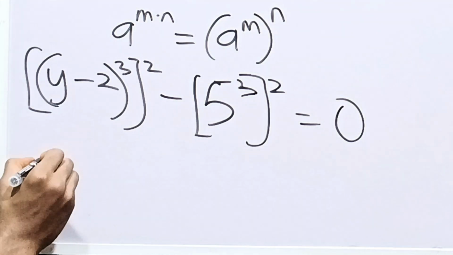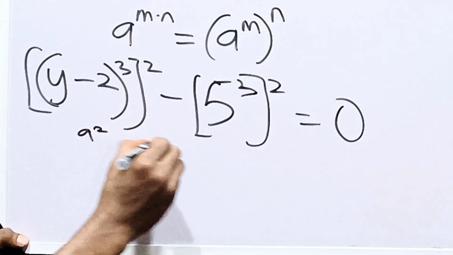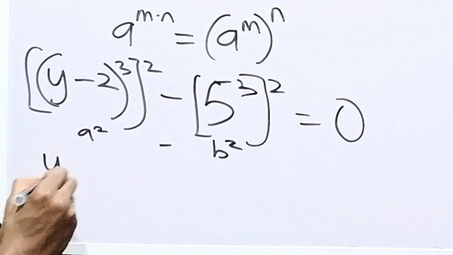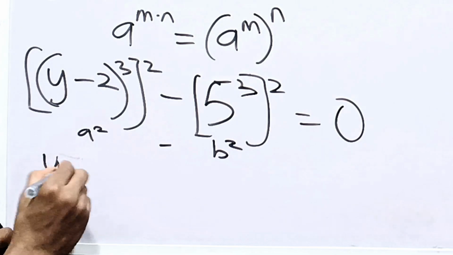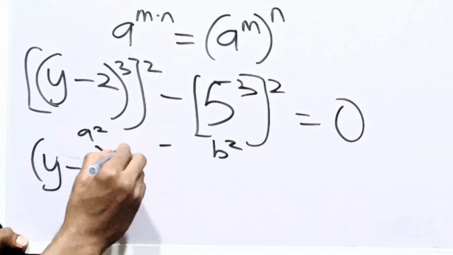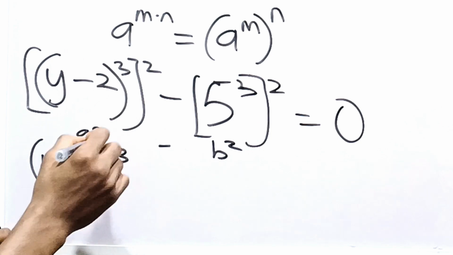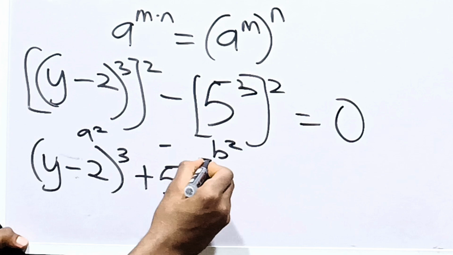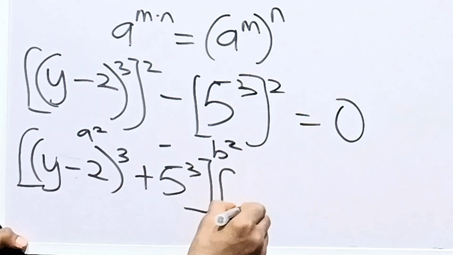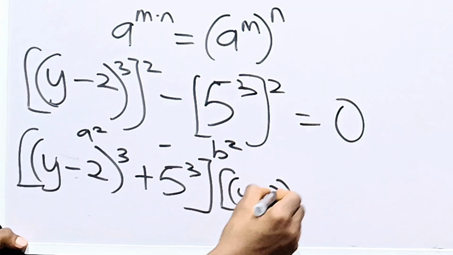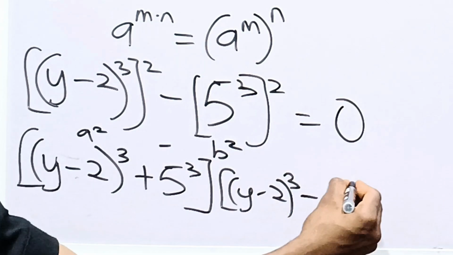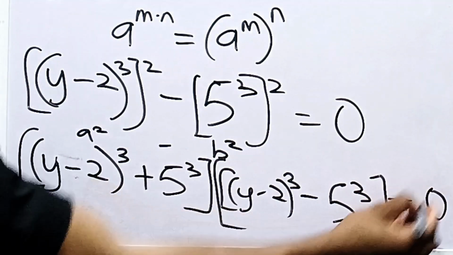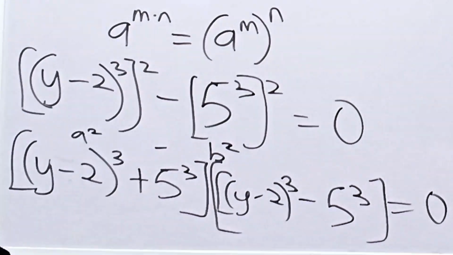So we want to say that this is now a difference of two squares. So we can use the law of difference of two squares, which says that this is the same thing as a squared minus b squared. Alright? This being the case, this is y minus 2 raised to the power of 3 plus 5 to the power of 3, multiplied by y minus 2 raised to the power of 3 minus 5 to the power of 3, to give us 0. Alright? So this is what we have now.